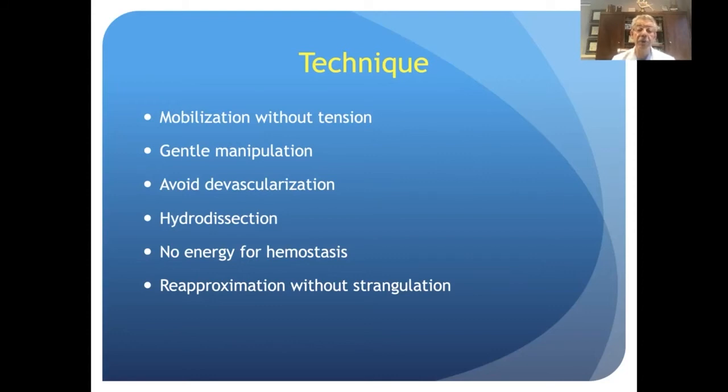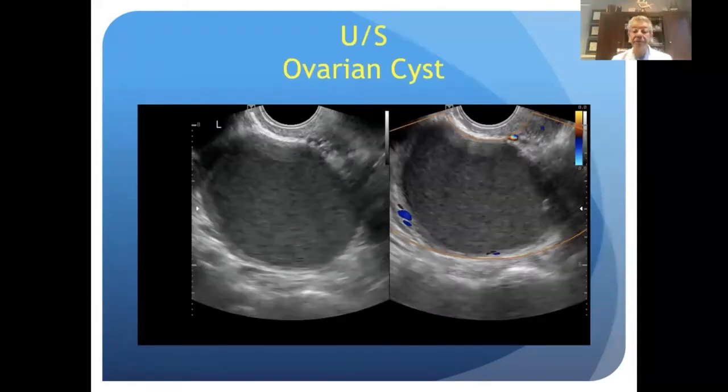We do follow exclusively microsurgical principles published in the late 60s and 70s by Victor Gomel, and that avoids tissue devascularization. I will show you how I use hydrodissection, and for hemostasis, I do not use any energy sources. Occasionally, we may need to use hemostatic agents like Floseal, but usually it is not required. And if it becomes necessary for suturing, we do a reapproximation without tension.